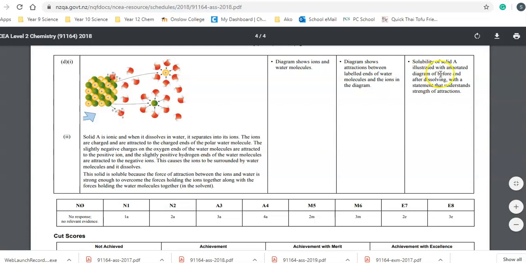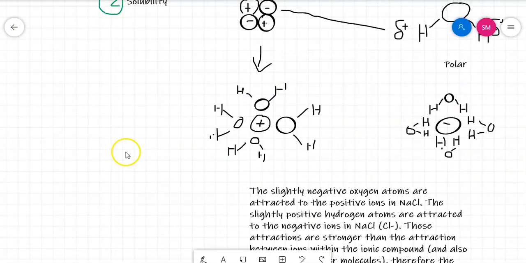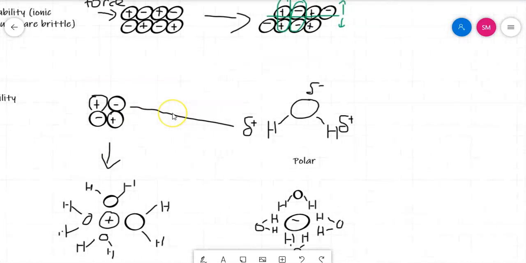And then if you just have a statement that shows you understand the strength of attractions, that would be an excellence. So for this one, you might not actually need to write this full part of it. This is just a model answer. But if you're showing that you understand that the strength of attraction needs to be stronger between the water and the ionic compound, then that would get you to an excellence. So that is a basic overview of the solubility of ionic compounds.